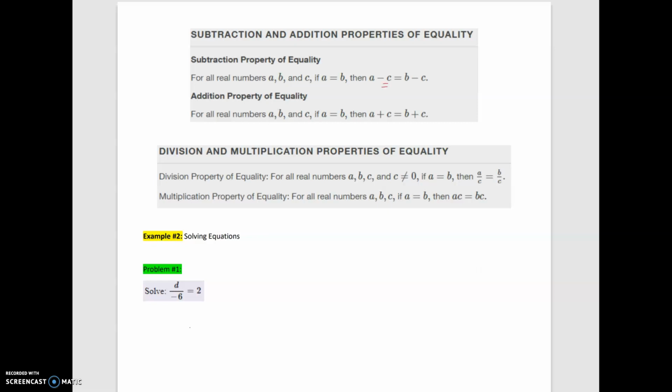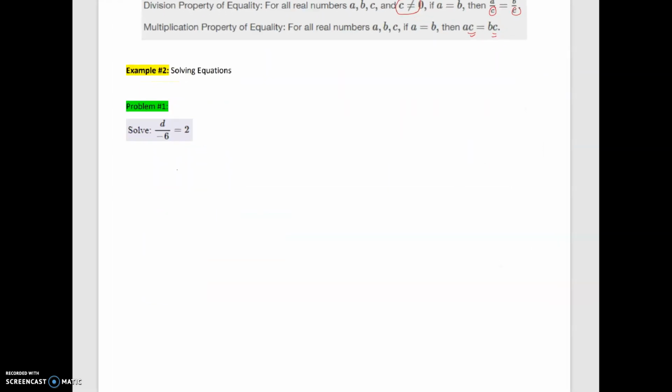So for example, if you subtract a value, you end up subtracting the same value on the other side. If you add a value to the equation, you have to add it to both sides. If you end up dividing or multiplying, it has to be done to both sides, and also you're not allowed to divide or multiply by technically the value of 0. So let's take a look at the first problem.